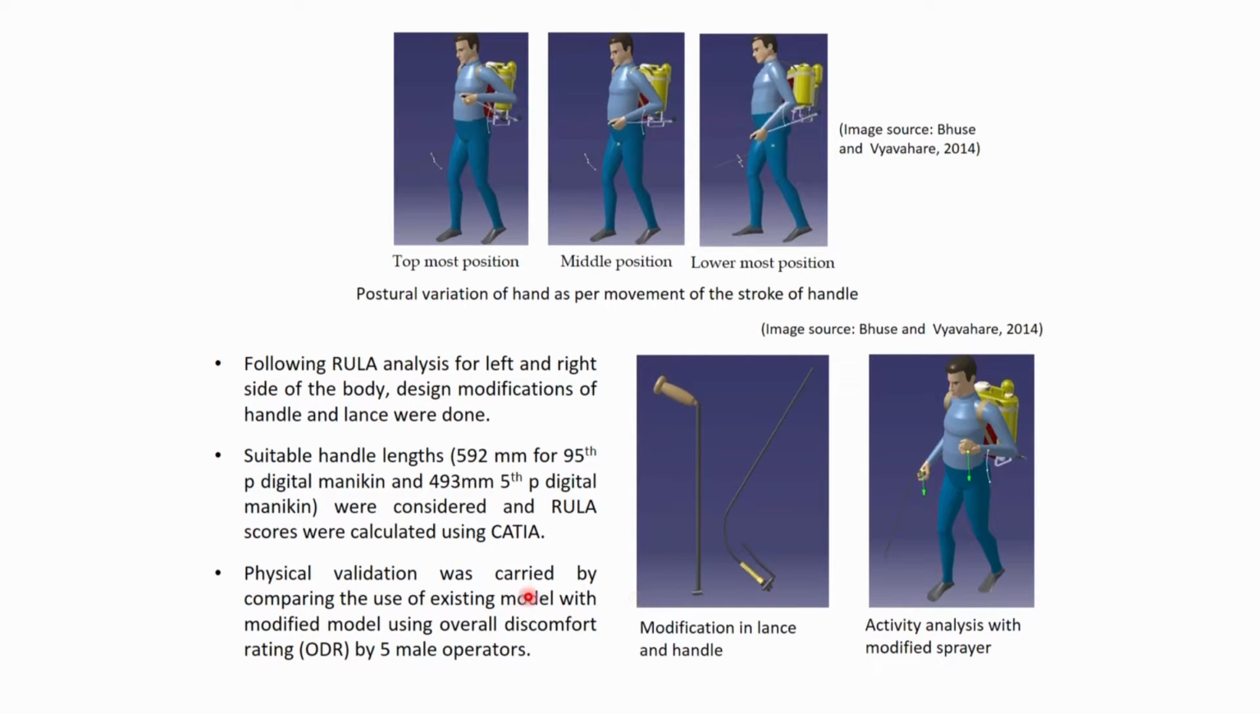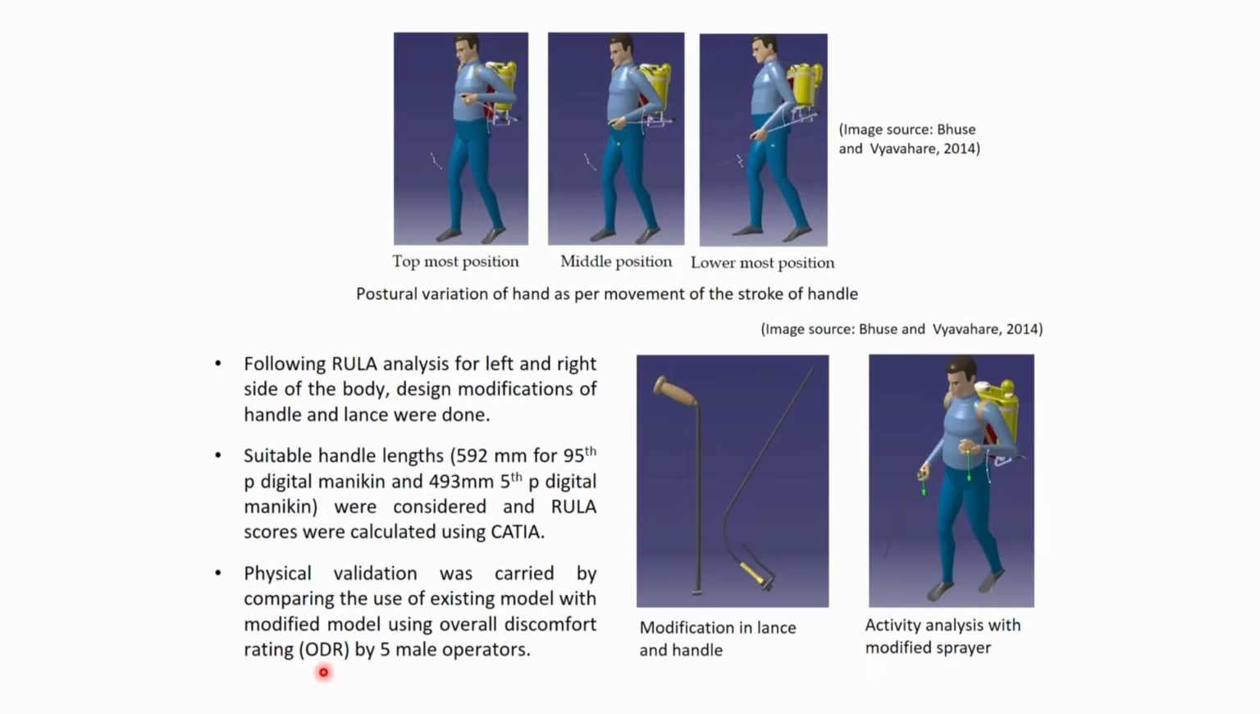Physical validation was carried out by comparing the use of existing model and the modified model using overall discomfort rating by 5 operators. So, after modification of the components, they compared the design with the existing one in terms of comfort, and for that purpose they collected ratings on overall discomfort rating scale from 5 operators.